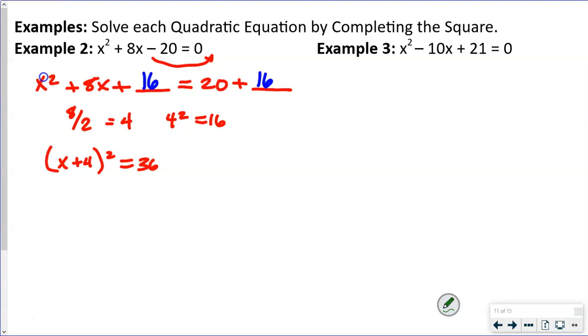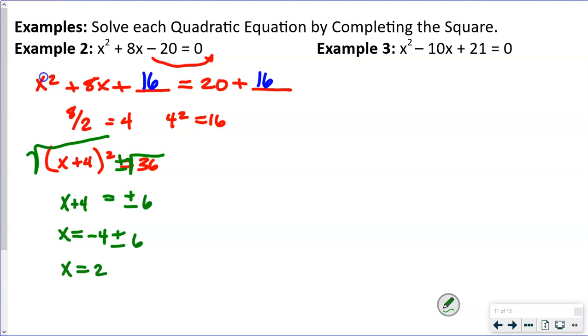Now what we're going to do is take the square root of both sides. So that's going to give us x plus 4 equals, what's the square root of 36? Yes, 6. So this is going to be plus or minus 6. So that means x is going to be equal to, subtract that 4 from both sides. So then we're going to add 6 and we're going to subtract 6 from negative 4. So negative 4 plus 6 would be x equals 2, right? And then we also got negative 4 minus 6, so x would also be equal to negative 10, okay?